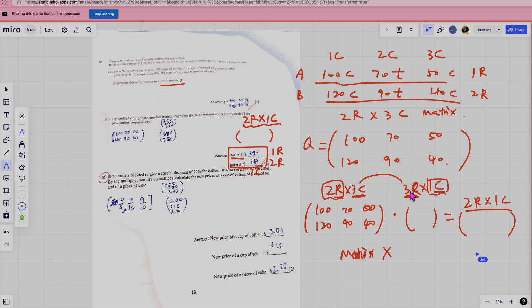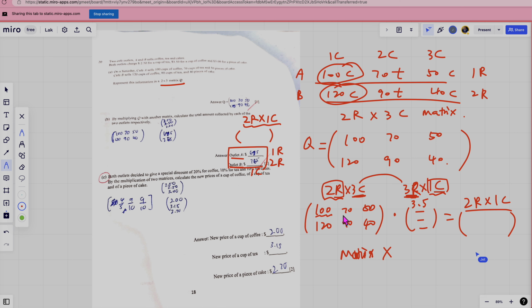Now, how do you get a 3 row by 1 column matrix? It has 3 rows and 1 column, so you fill up here. The price is 2.50. So the 2.50 is for tea. And 3.50 is for coffee, so 3.50 first, because this is coffee. Can you see this is coffee? 100 and 120 is coffee, so this also must be coffee. You see, they are a bit tricky. So you put the coffee first, 3.50.